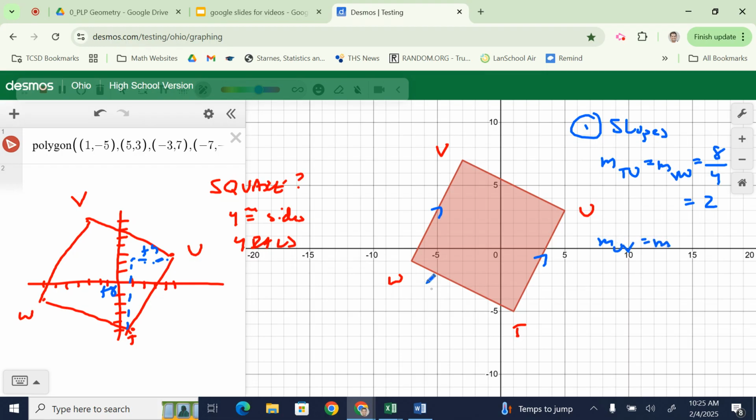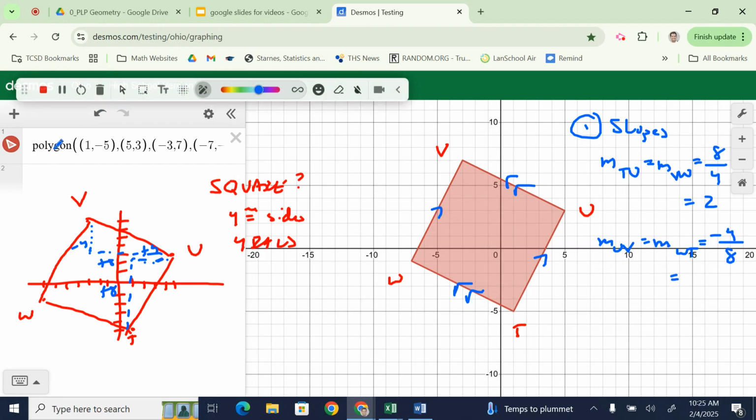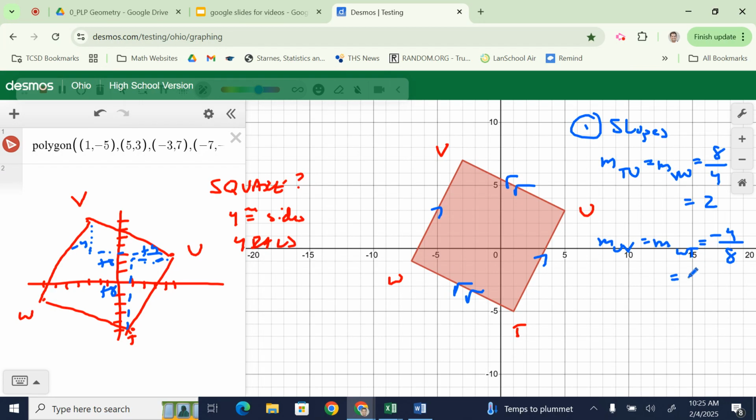Now the slope of UV will also be the slope of WT. Again, they're going to be parallel because it is a parallelogram. So I'm going to go from V to U, so I get to go left to right. From V to U, I'm going down 1, 2, 3, 4, and right 1, 2, 3, 4, 5, 6, 7, 8. So I'm going down 4 and right 8. So -4 over 8. If you don't know, type it in Desmos and press the fraction button, but they're both divisible by 4.